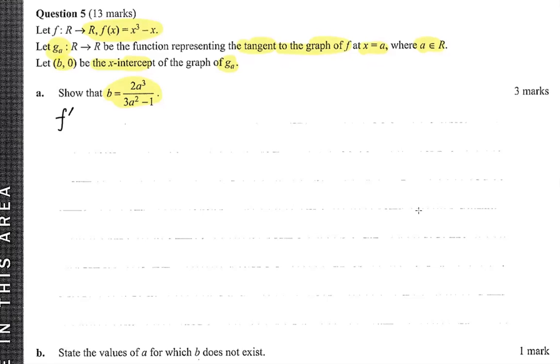Firstly, I need to find the derivative. Then the gradient of the tangent at x equals a will be 3a squared minus 1. Okay? Now, equation of tangent.